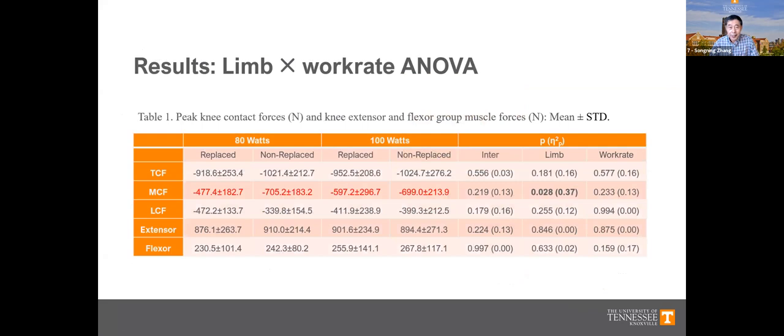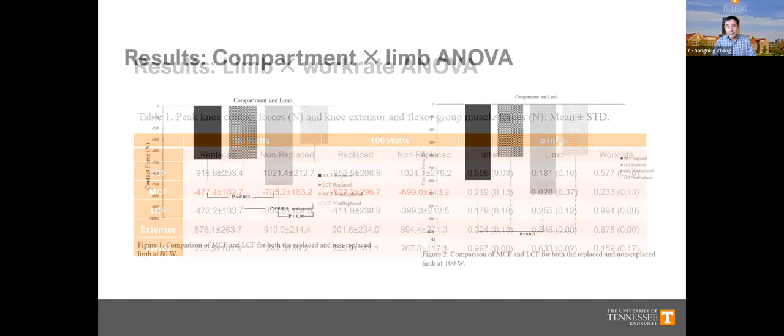Here are the results for the limb by work rate ANOVA. As you can see, we showed no significant difference in the interaction, limb, or work rate main effects for total compressive force, lateral compressive force, and knee extensor and flexor muscle forces. However, we did see a difference in peak medial compartment force in the interaction. In the main effect, the post-hoc comparison showed that peak medial compartment force was higher in the non-replaced limb compared to the replaced limb.